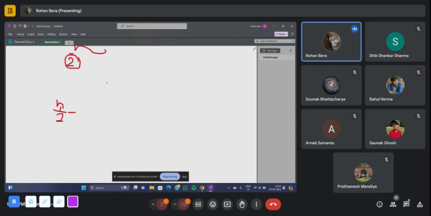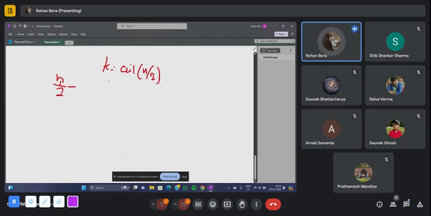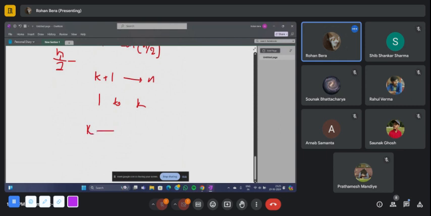Suppose I say k equals C log n by 2, so the first n by 2 numbers in the second array would be from k plus 1 to n, and the rest of the elements would be from 1 to k. This way I can arrange from k to n and the other elements from 1 to k minus 1.